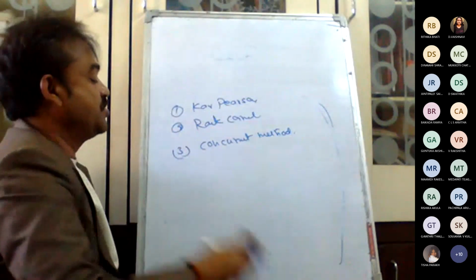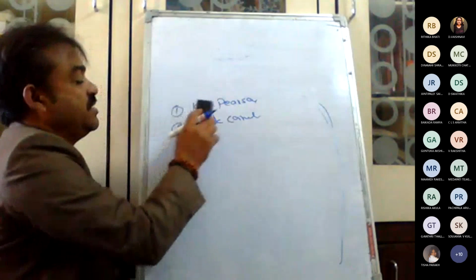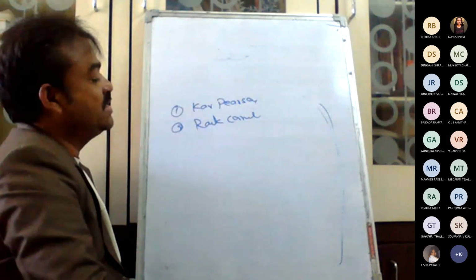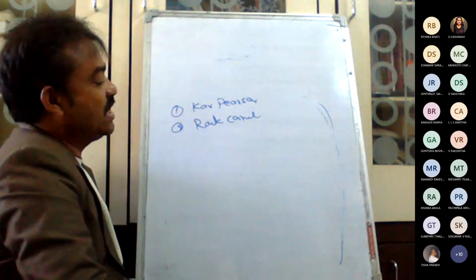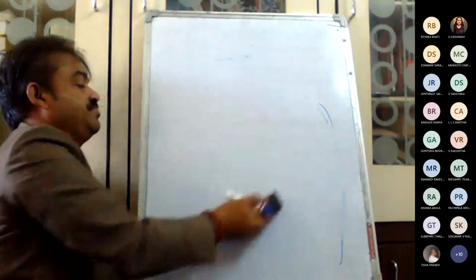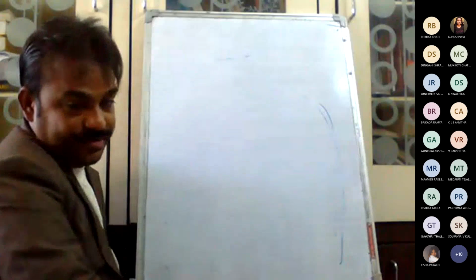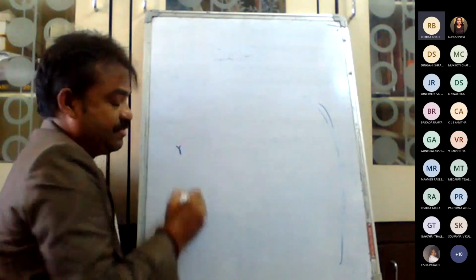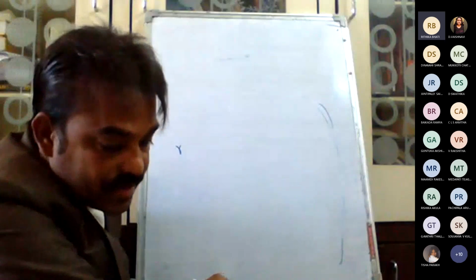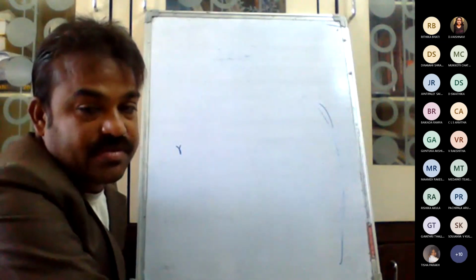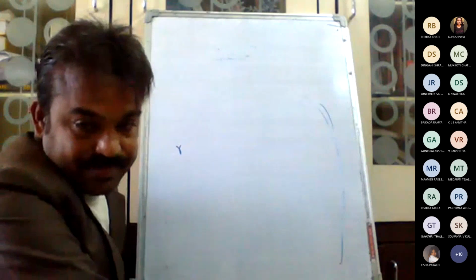Don't confuse. This one is not at all important, but these two are very important: rank correlation and Karl Pearson. I will discuss them one by one. These are the various methods of correlation. The first one is Pearson.